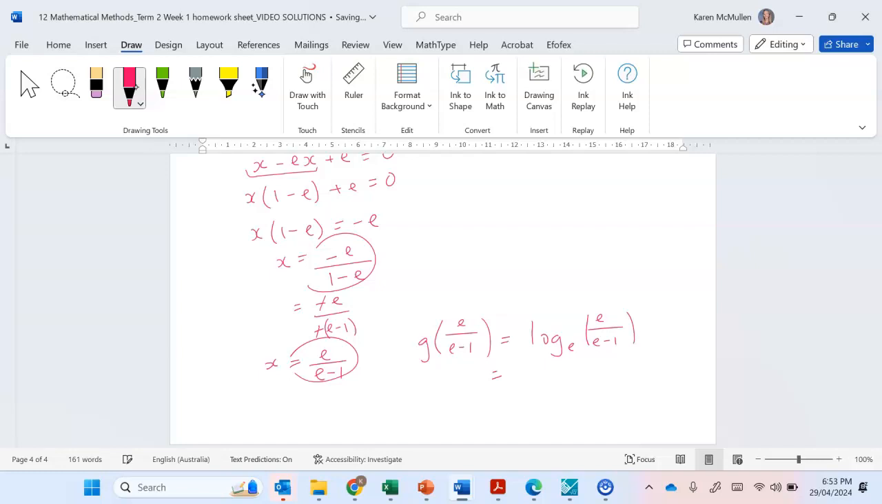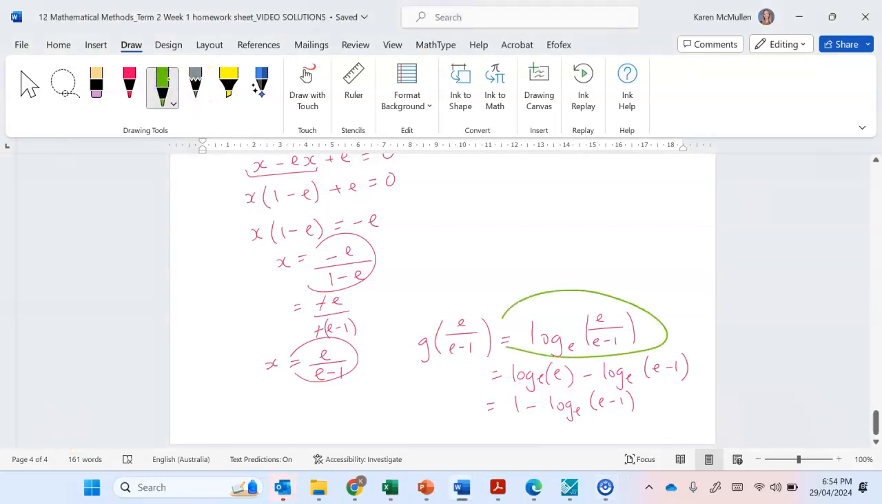All right, so we can separate that using our log laws. So log base e of e minus log base e of e minus 1. So we end up with 1 minus log base e of e minus 1. And that is the y value of our point of intersection. I just checked the solutions and they kept it as this one here, which is probably a little bit nicer than separating it here. Sometimes I just always think of going a little step further.